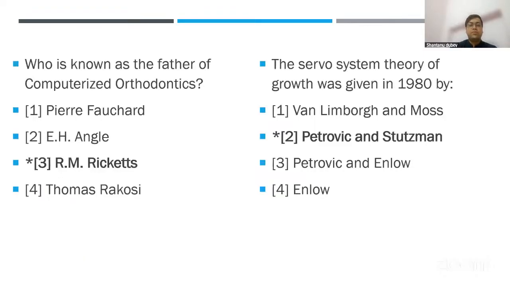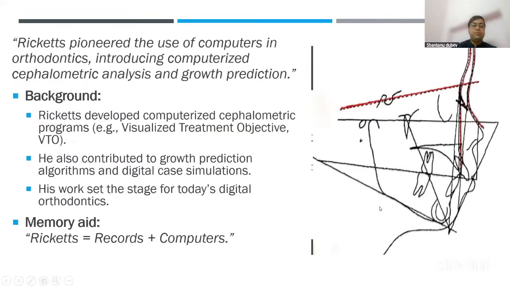Who is known for the father of computerized orthodontics and who gave the servosystem theory of growth in 1980s? The father of computerized orthodontics is R.M. Ricketts, and the servosystem theory, I hope you remember, Petrovic and Stutzmann. So Ricketts basically is the pioneer who got computers into orthodontics a lot. So he gave something called visual treatment objective.